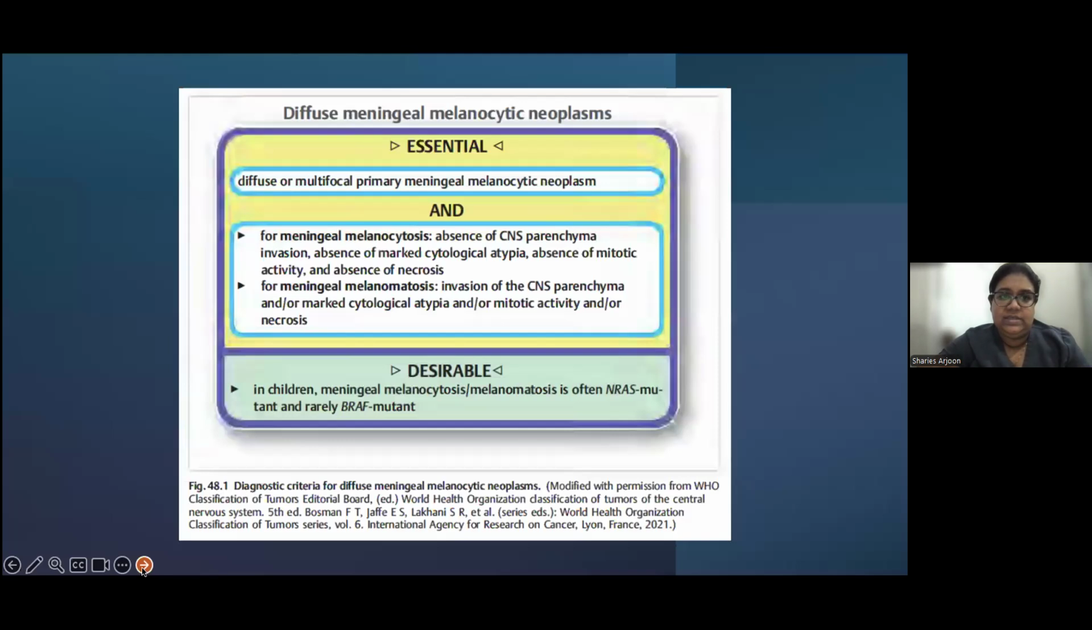So the diagnostic criteria for diffuse meningeal melanocytic neoplasms. Essential would be a diffuse or multifocal primary meningeal melanocytic neoplasm. For meningeal melanocytosis, the absence of CNS parenchymal invasion, absence of marked cytological atypia, absence of mitotic activity, and absence of necrosis. For meningeal melanomatosis, invasion of the CNS parenchyma and/or marked cytological atypia or mitotic activity and/or necrosis. What is desirable would be, in children with meningeal melanocytosis or melanomatosis, often an NRAS mutation and rarely a BRAF mutation, which is more aggressive.